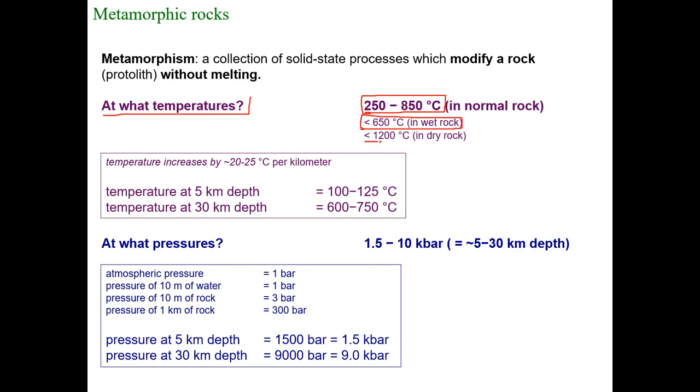So you could have metamorphism without melting the rock all the way up to 1200 degrees Celsius in a dry rock, depending on what the mineral composition is. But anyway, this is the normal range, 250 to 850 in a normal rock.